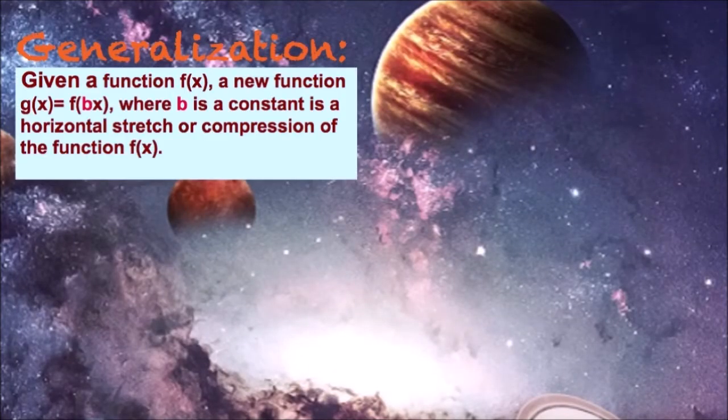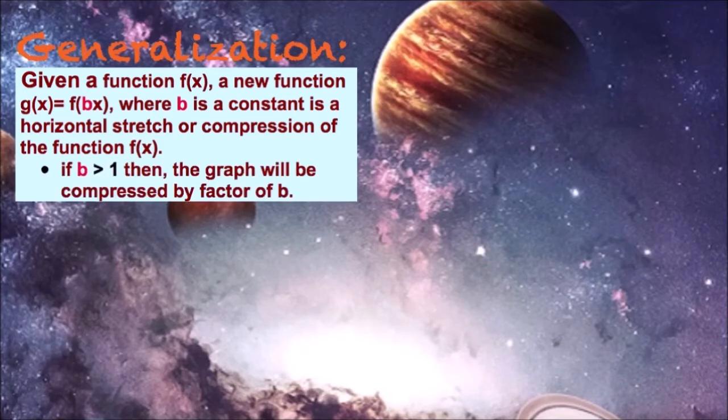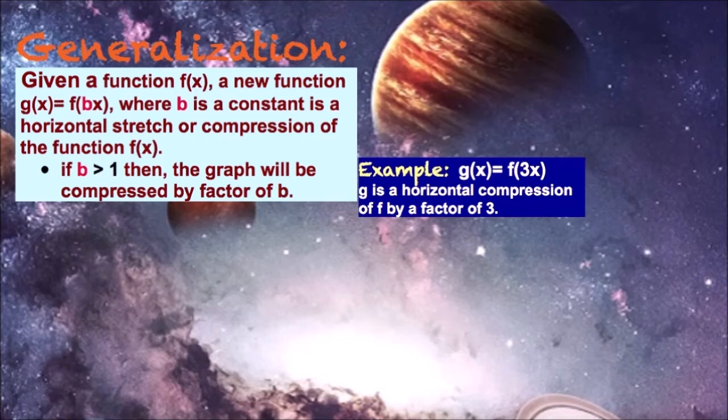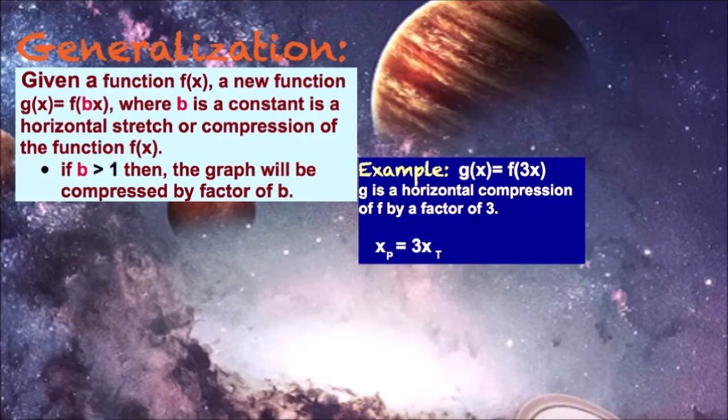Generalization. Given a function f of x, a new function g of x equals f of b of x, where b is a constant, is a horizontal stretch or compression of the function f of x. If b is greater than 1, then the graph will be compressed by a factor of b. Example, g of x equals f of 3 of x. G is a horizontal compression of f by a factor of 3. X parent is equal to 3x transformation, which is equivalent to x transformation equals 1/3 x parent.